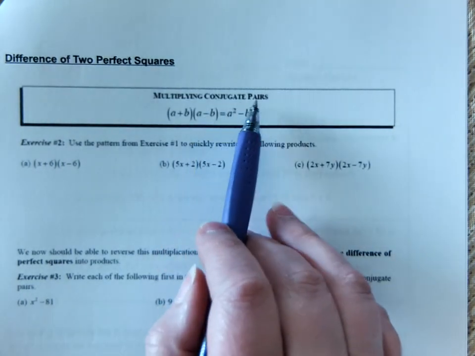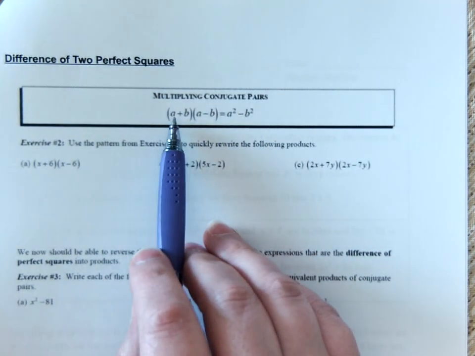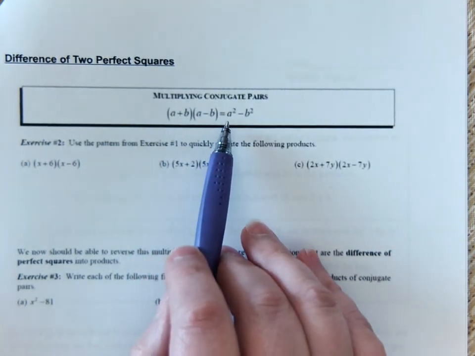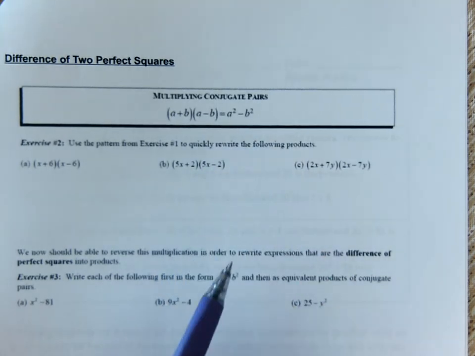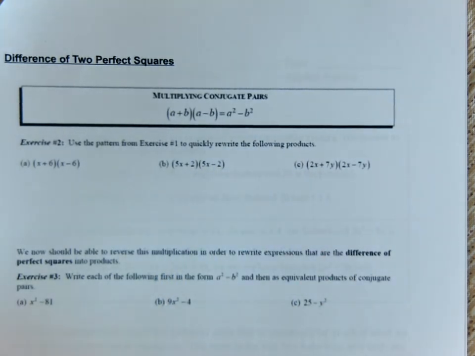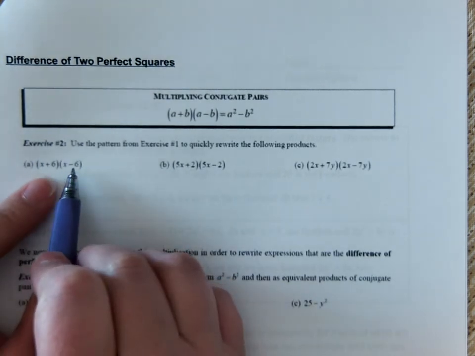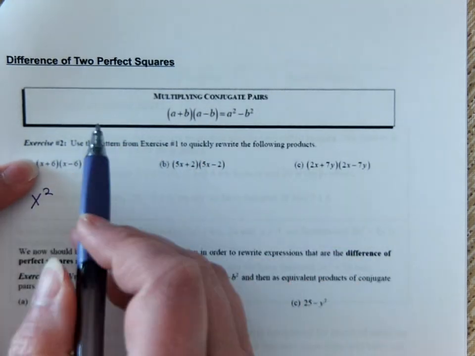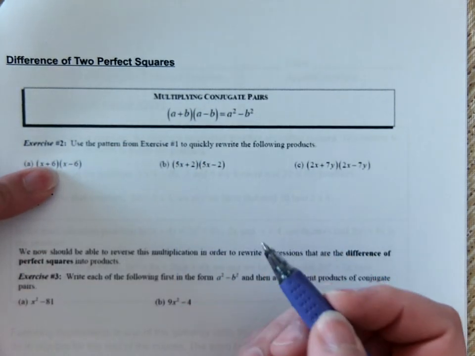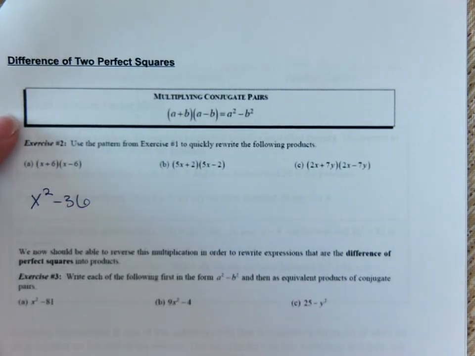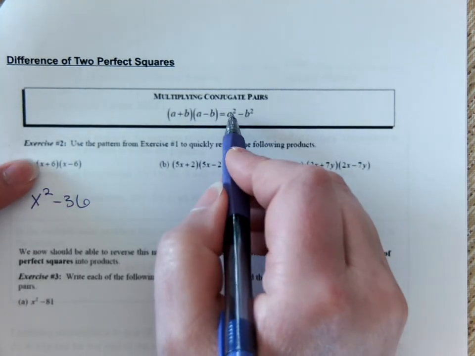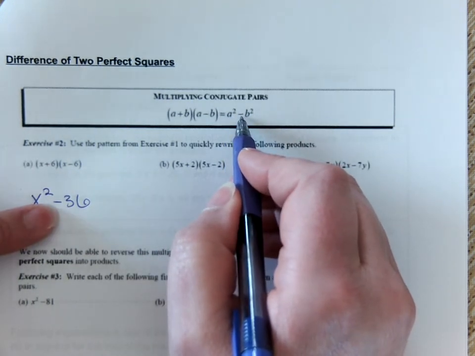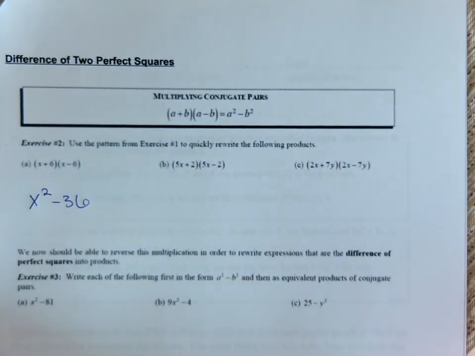So multiplying conjugate pairs, we have some terms a plus b times a minus b, and really all you have to do for your answer is a squared minus b squared. So here we go. We have x plus 6 and x minus 6. So all we have to do is our x times x, which is x squared, and 6 times negative 6, which is negative 36. Right? Because x squared is x squared and 6 squared is 36, and we have the minus in the middle. It follows that pattern.